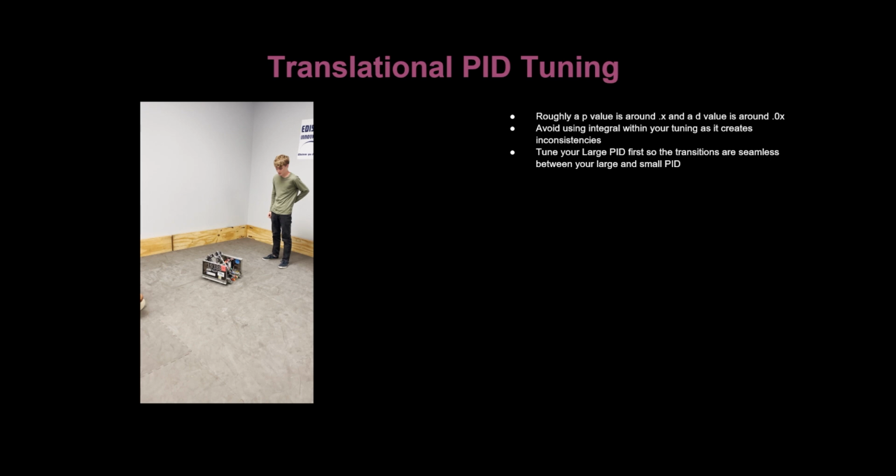So we've separated our PID. We have your P and your D in your large and your small PIDs. You have large and small integral and large and small feed forward. Adjust your feed forward separately. Don't add your feed forward onto your large and small PIDs, and avoid touching the integral unless you find it necessary.